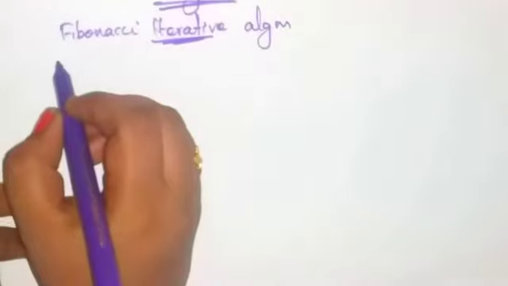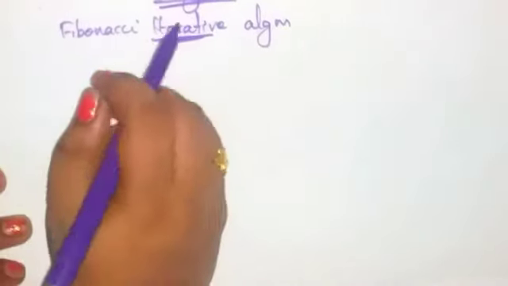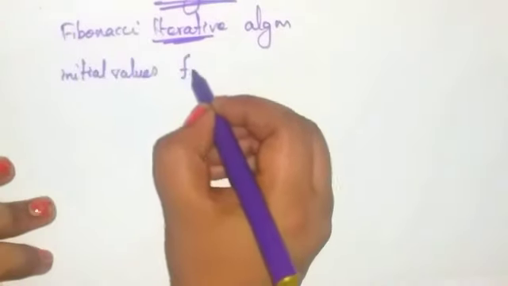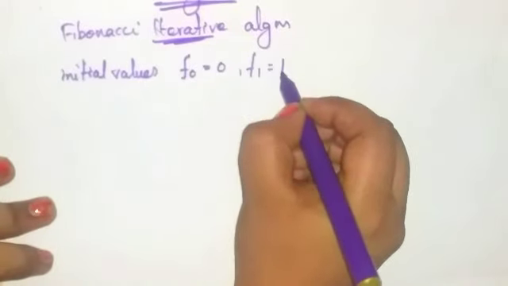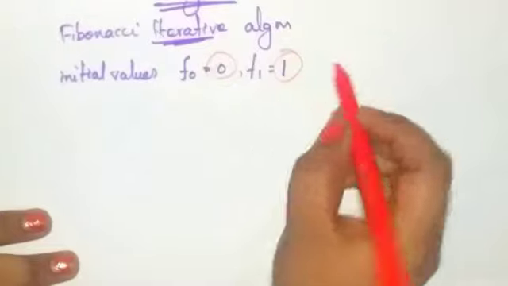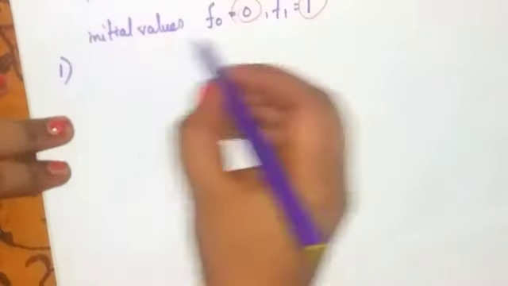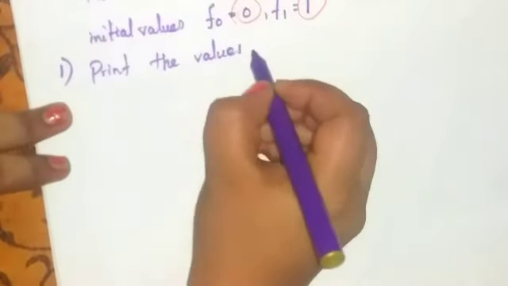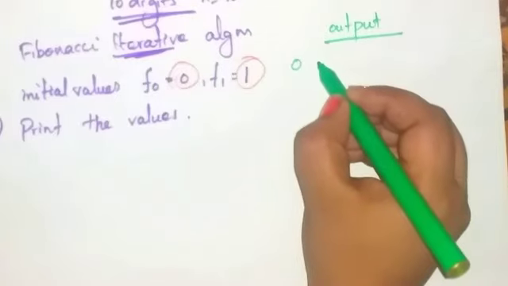Now let us write the steps to calculate the Fibonacci series for 10 digits using the dynamic programming approach. First give the initial values: F0 is 0, F1 is 1. Write step 1: print the initial values. First you have to print the initial values, 0 and 1. So you have to print 0 and 1.